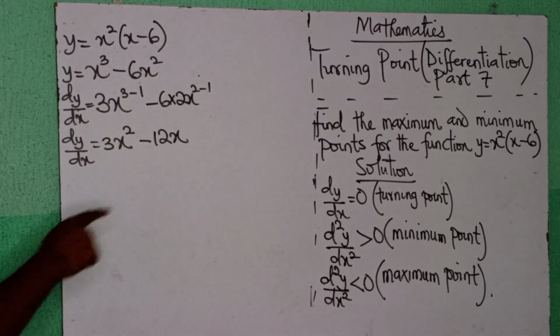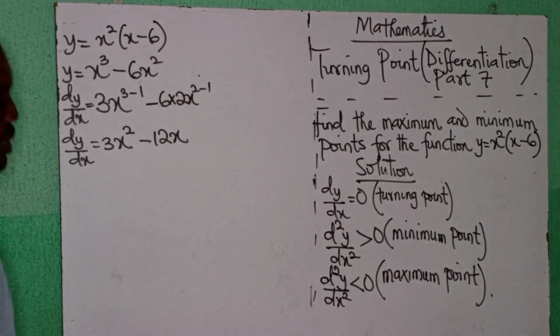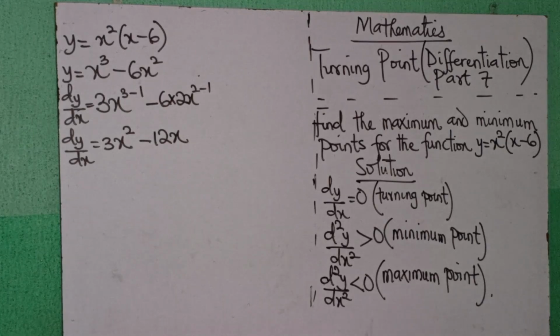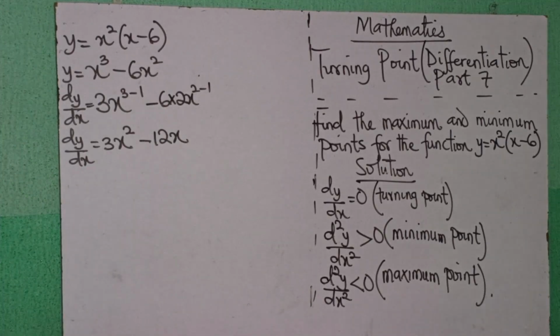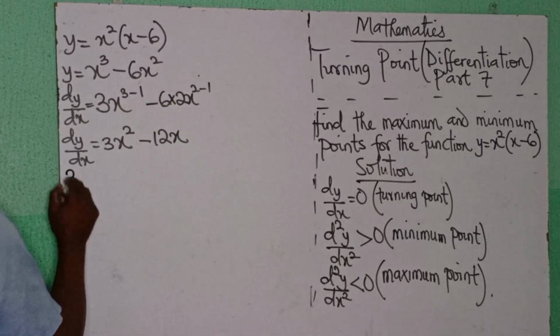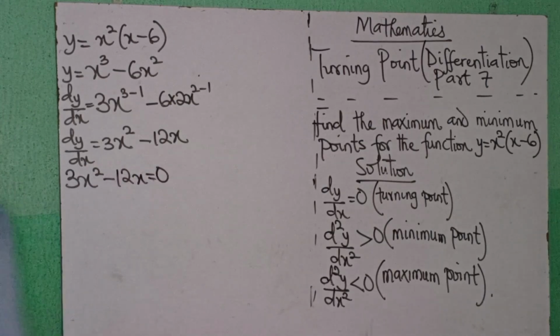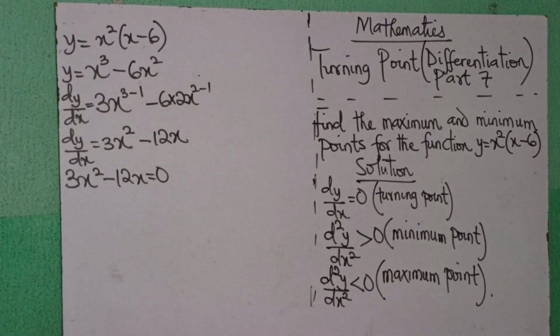Now, let us go back to this condition. We said at the turning point, dy/dx equals 0. So from here, we are going to equate this equation to 0, because our dy/dx is 0 at the turning point. So I'll be having 3x squared minus 12x equals 0. Now, what is common here and here? 3 and x are common.